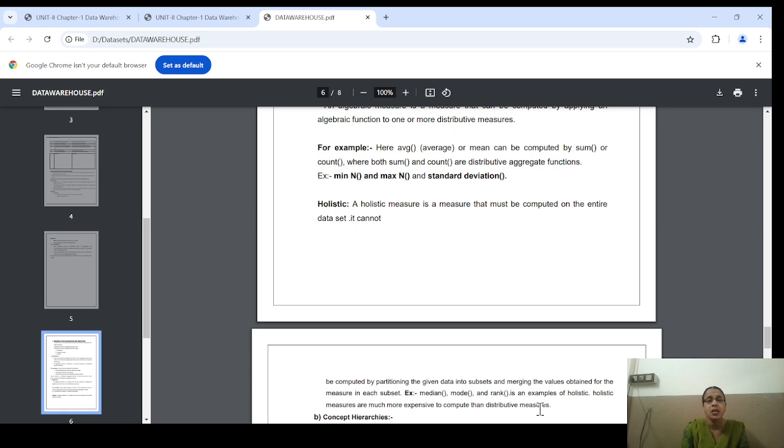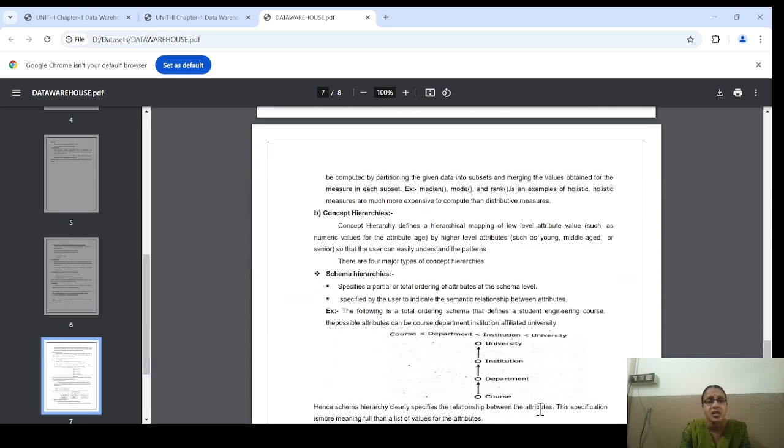Holistic means a measure that must be computed on the entire data set. It cannot be computed by partitioning the given data into subsets and merging the values obtained for the measure in each subset. For example, median, mode, and rank are examples of holistic measures. Holistic measures are more expensive to calculate than distributive measures.